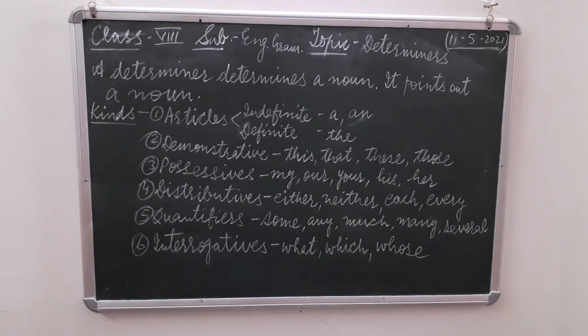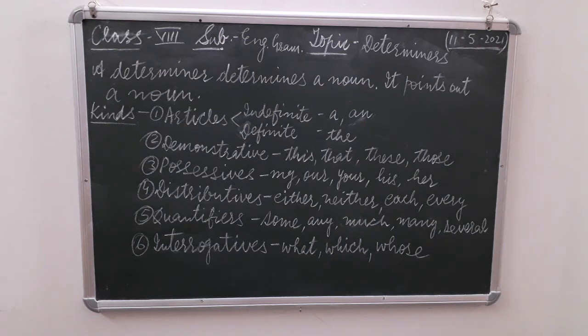For example, if I say man is mortal, man is a common noun, no doubt. But actually it is not representing the whole class. So it is used here in a general sense. Remember, in a general sense. So when a noun is used in a general sense, we do not use any article.